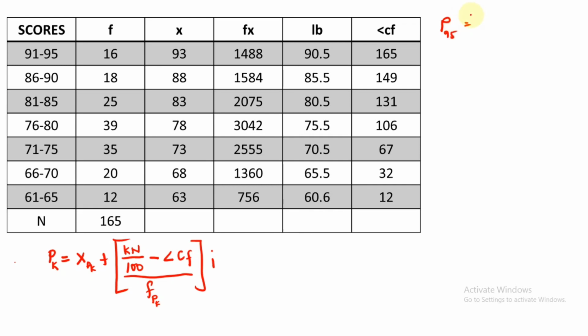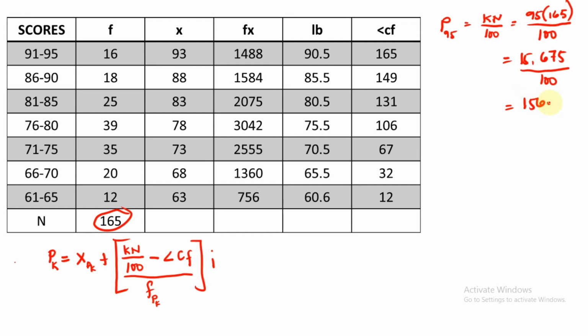95th atong ating hanapin. So first we need to find the value of K times N over 100. So ano yung value ng K natin? That is 95. Tandaan, times N, that is 165. That is the total frequency. So 95 times 165, that is equivalent to 15,675 divided by 100, that is equivalent to 156.75. So dito tayo mag-base sa cumulative frequency.